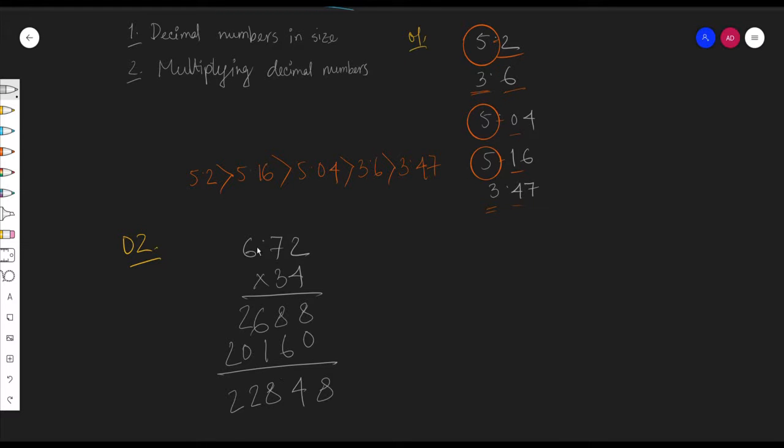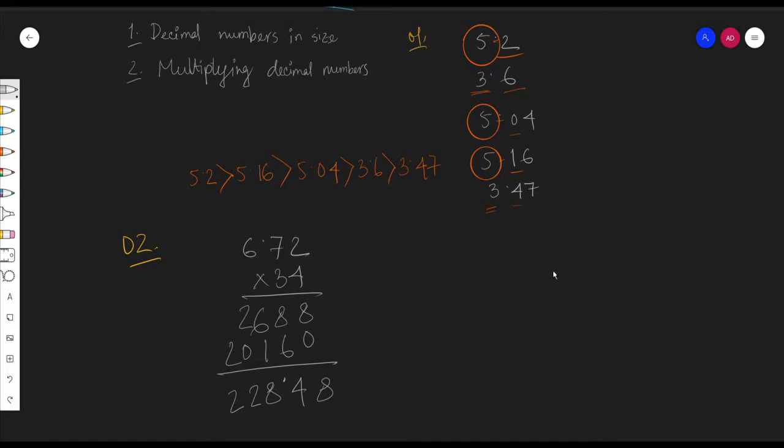Where was the decimal value? The decimal value was in the second place. So after the second place we will add the decimal point here, and this will be the exact answer of this one. What if we multiply two decimal values?